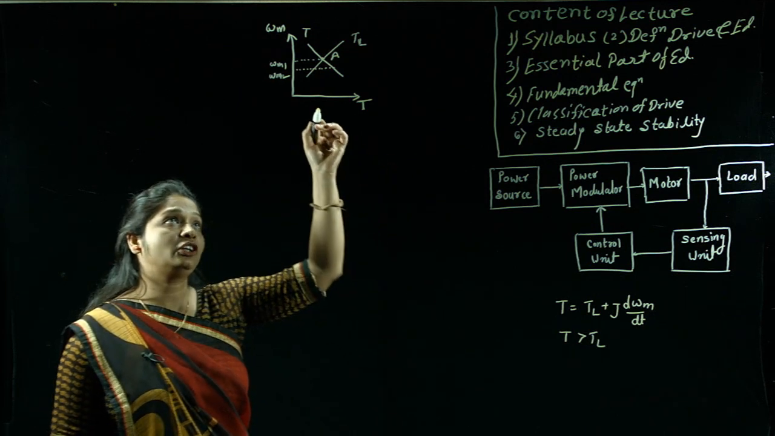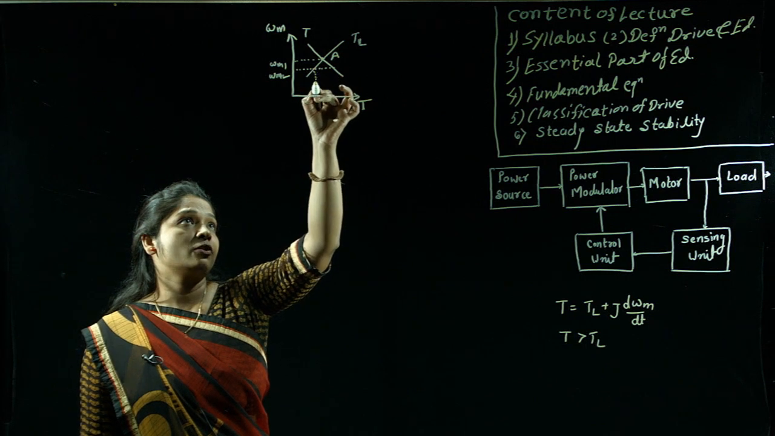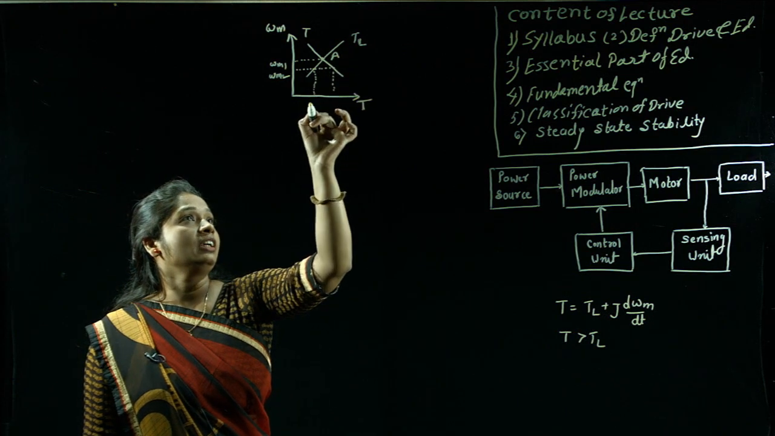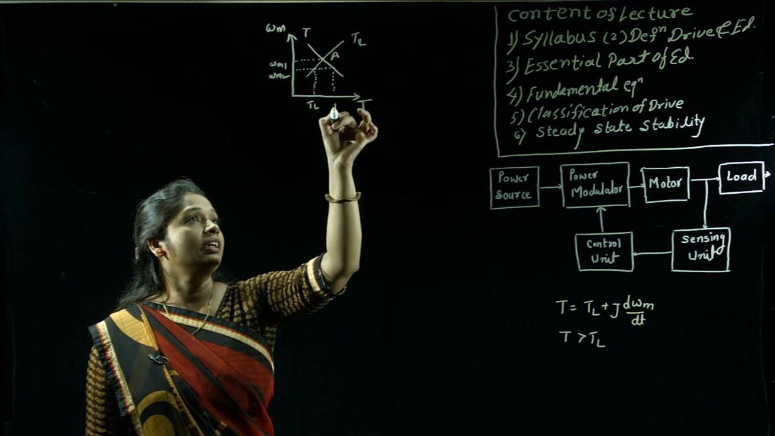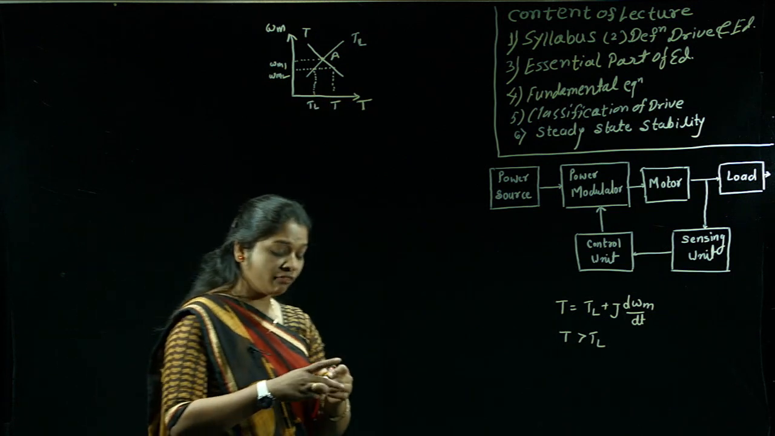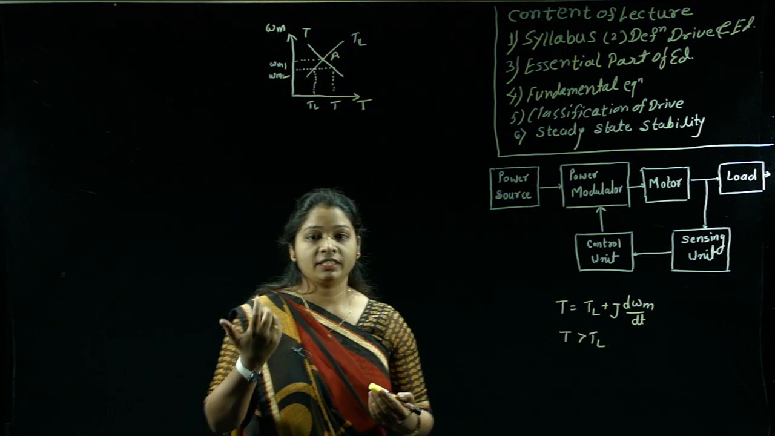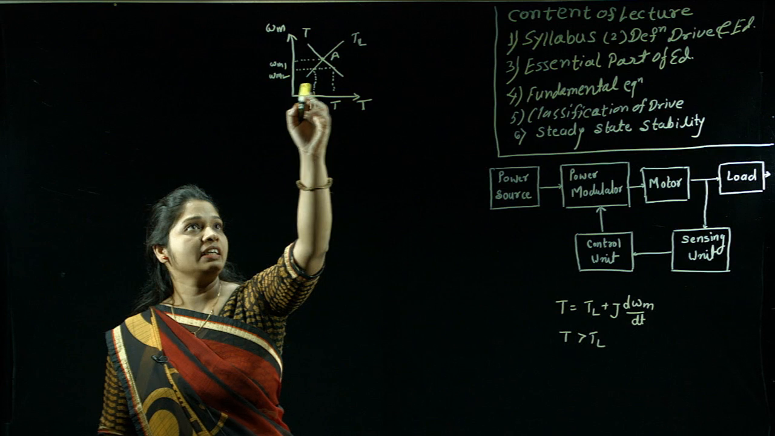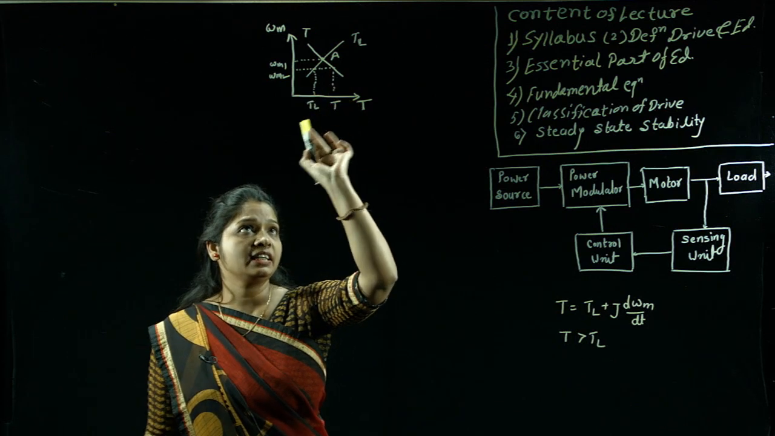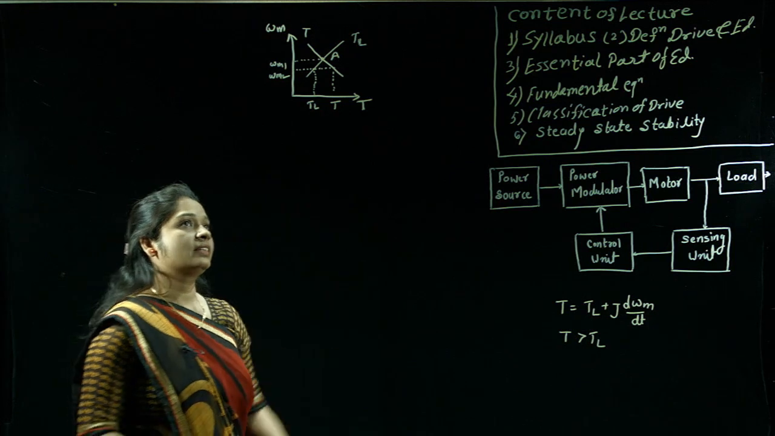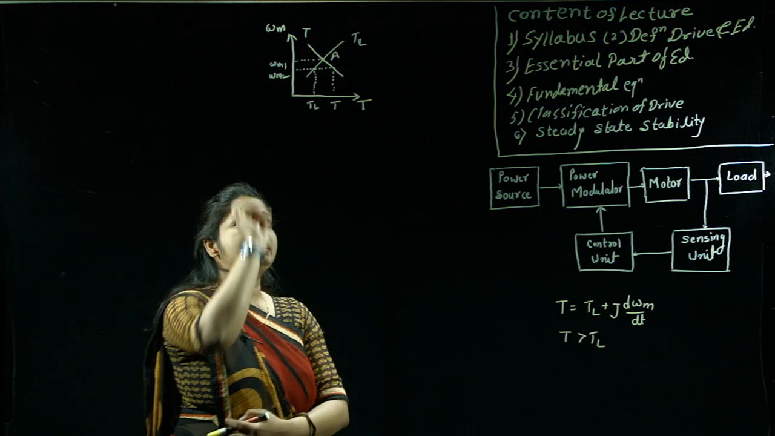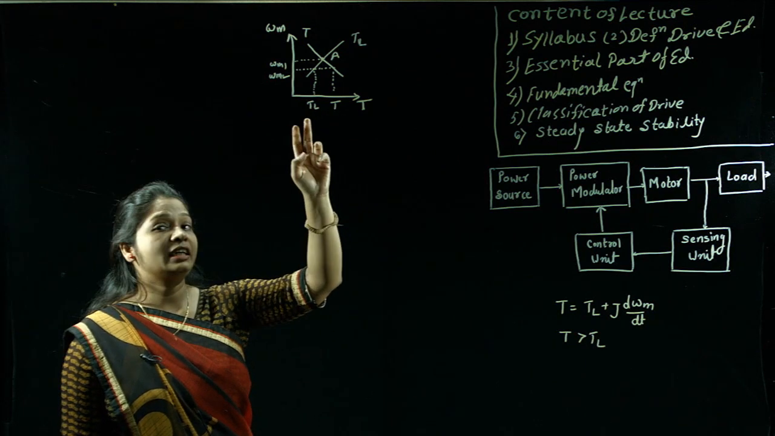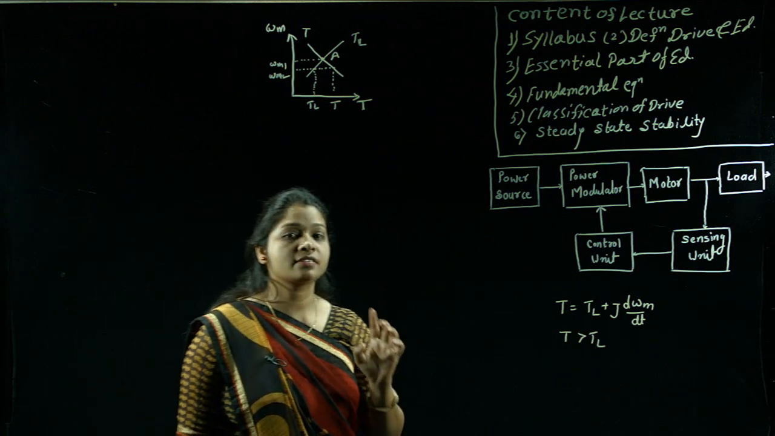Here we draw the corresponding torques, TL and T. When we consider a speed decrease, there are two cases: speed increases and speed decreases. We consider the decrease in speed and the corresponding torques, TL and T. In that case, we observe that T is greater than TL. It means that acceleration will occur.